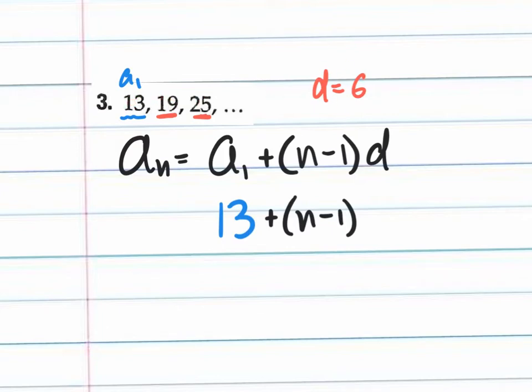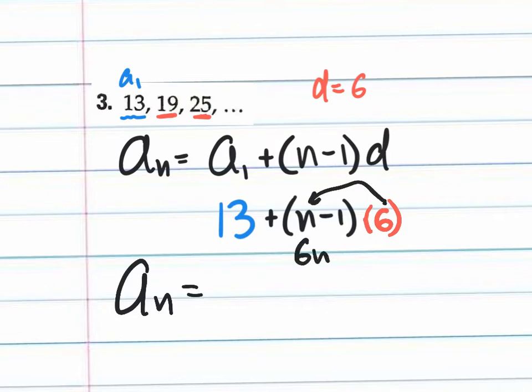The common difference is 6, which means that in place of the variable d, I will put times 6 right there. If you don't like using the multiplication dot, you could put parentheses, or just remember that you're multiplying. You're going to end up distributing. So let's simplify this a sub n rule. 6 times n is 6n. 6 times minus 1 is minus 6. Bring down the plus and the 13. Then you could combine like terms.